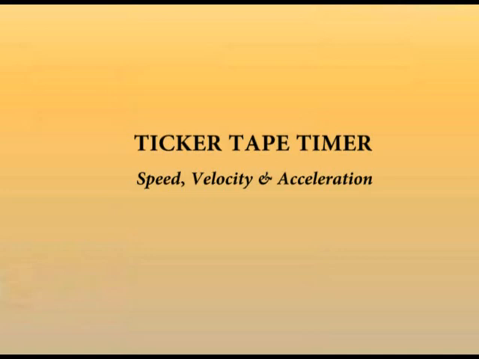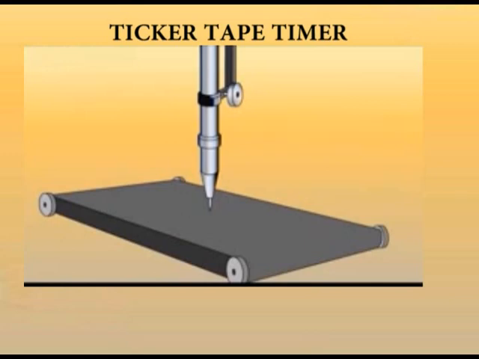Measurement of speed, velocity and acceleration using a ticker tape timer. This method is used to determine the above quantities over short distances. This is the ticker tape timer. It is used in experiments to observe motion. It can be used to measure distance, velocity and acceleration.